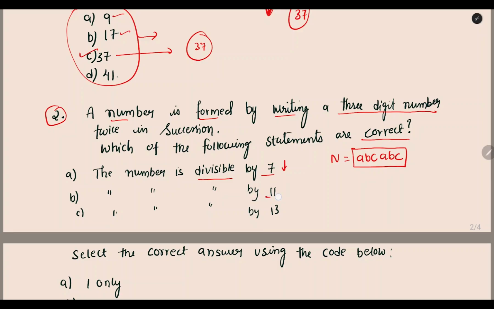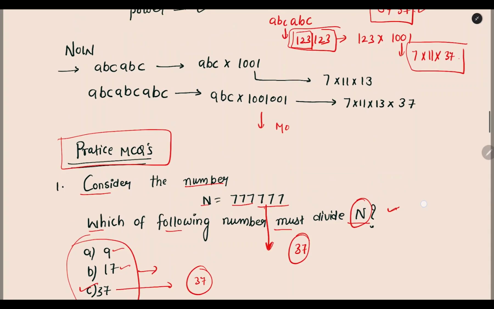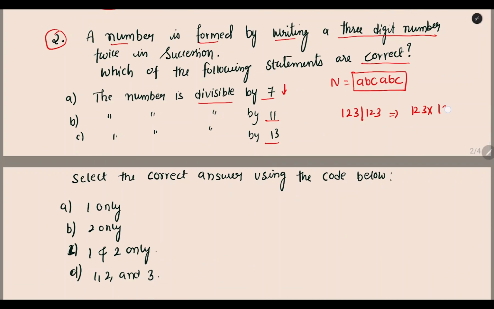The number is divisible by 11. The number is divisible by 13. Whenever the number itself is repeating in blocks of 3 digits, like 1, 2, 3, 1, 2, 3, it is like 1, 2, 3 into, just now I have said, 1001. So it is like 7 into 11 into 13, right?